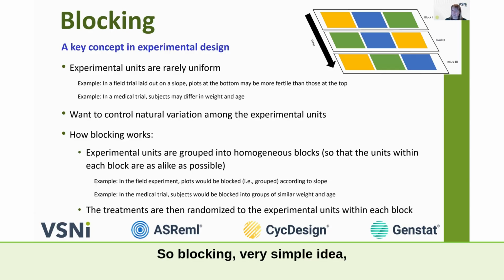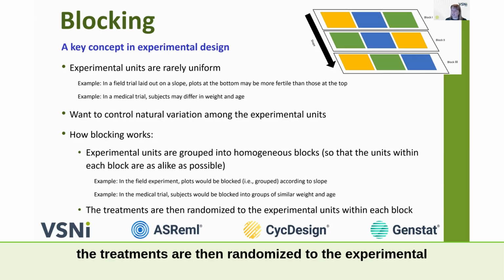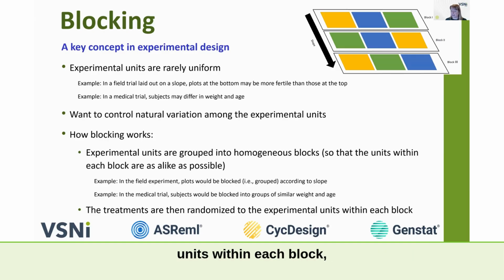So blocking, very simple idea. It works by grouping experimental units into homogeneous groups so that the units within each block are as similar as possible. Now, once our blocks are formed, the treatments are then randomized to the experimental units within each block, once again helping us separate treatment effects from that natural background variation.